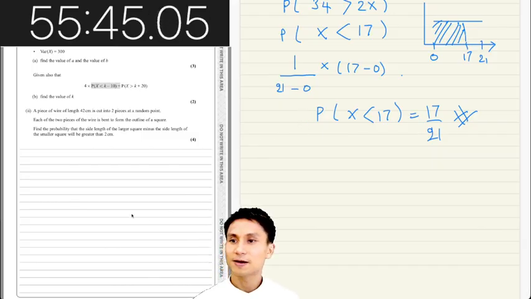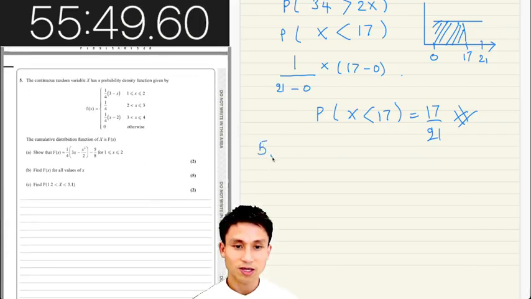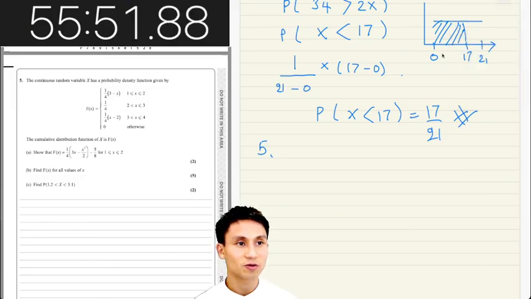All right, so I'm going to jump to question 5 now. And this seems to be a continuous random variable.